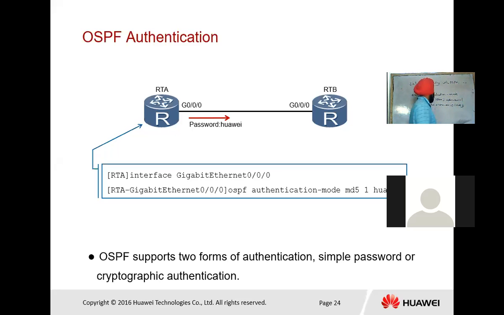So when we are talking about cryptographic authentication, that is applied using the ospf authentication-mode command, and after that we type md5, then hmac-md5, then key ID, then plain text, cipher text. So this is the command.